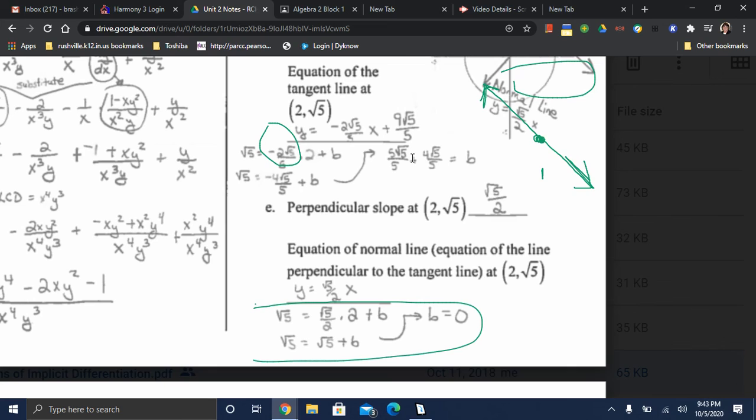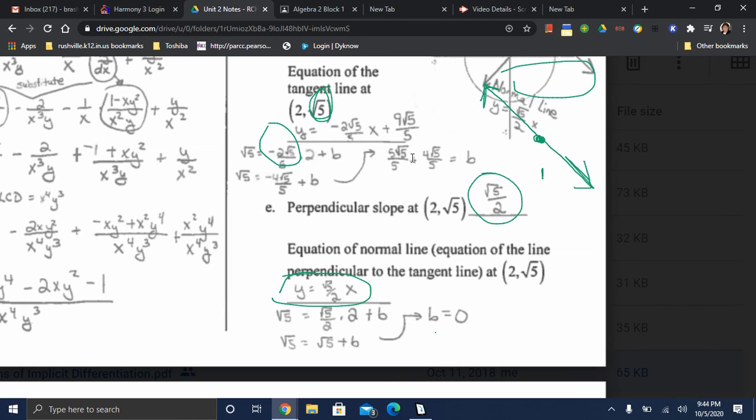So substituting in the y value of square root 5 for my ordered pair, here's my perpendicular slope, here's my x, and notice that the 2's cancel. I can subtract square root 5 from both sides. My b turns out to be 0. So my equation of my normal line is y equals the square root of 5 over 2 times x.